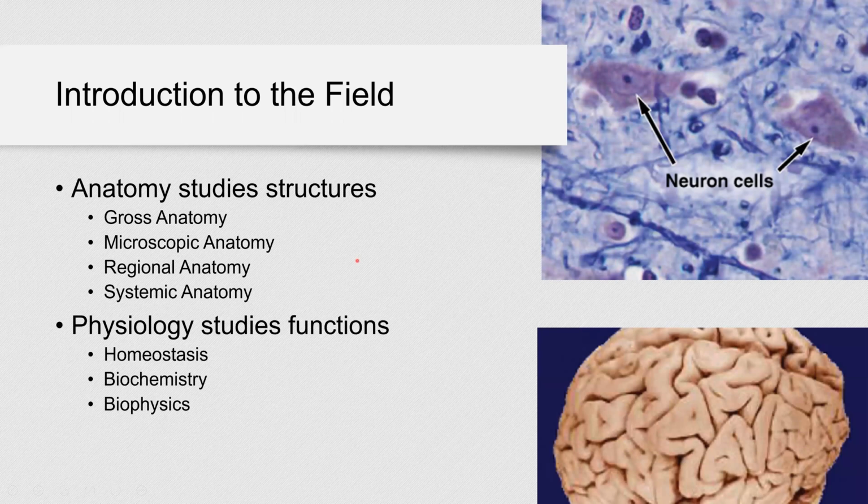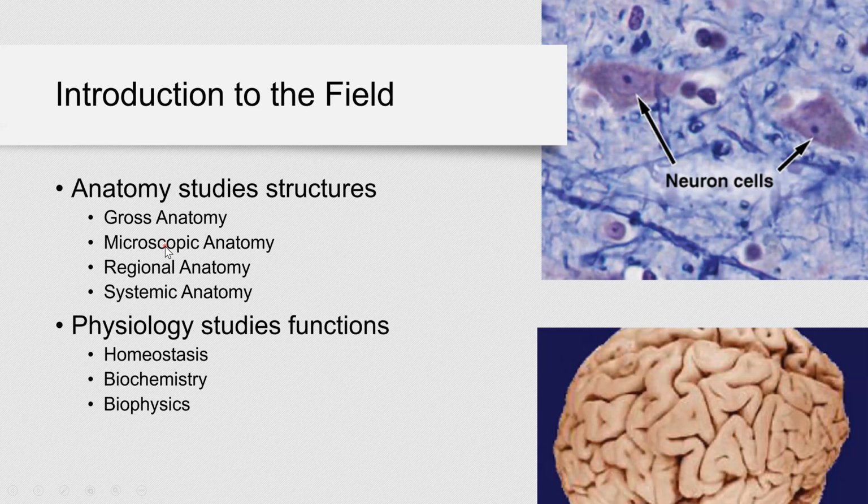So what is anatomy and what is physiology? So anatomy studies structure and physiology studies functions. We have different branches of anatomy as well as different branches of physiology. So for example, we have gross anatomy. When you study structures and organs that you can see with your naked eye, like you can study the whole structure of liver, or you can study the structure of brain.